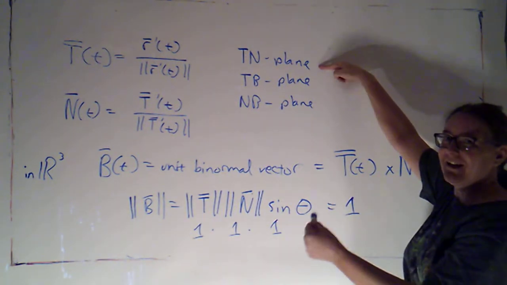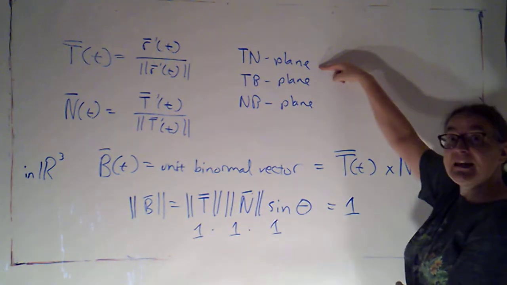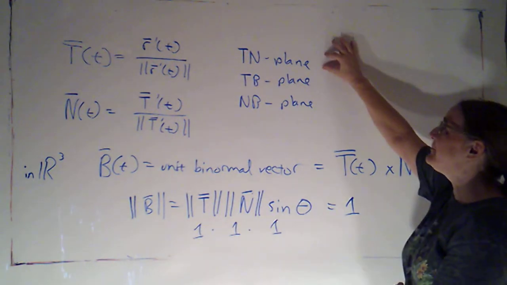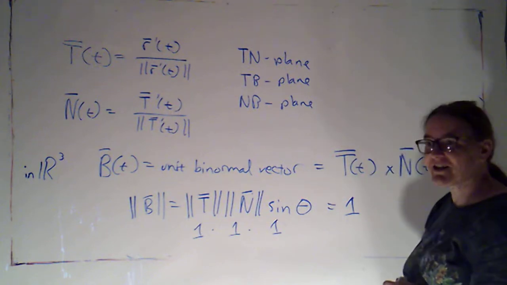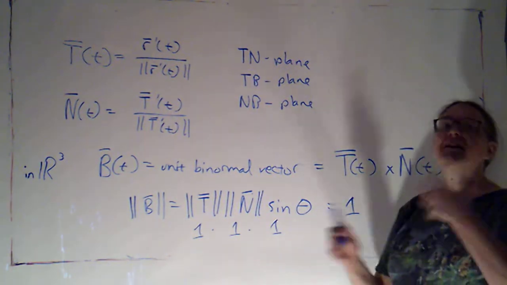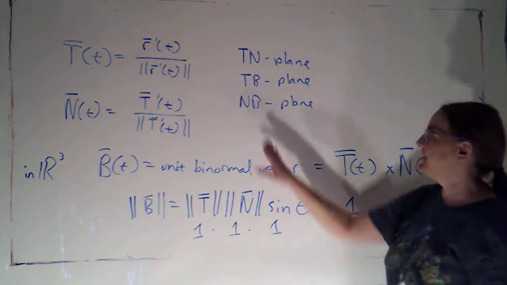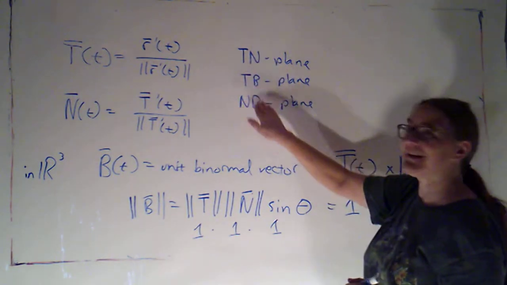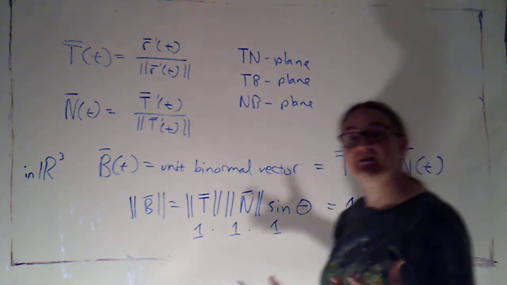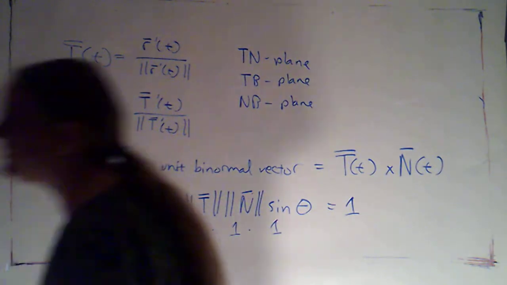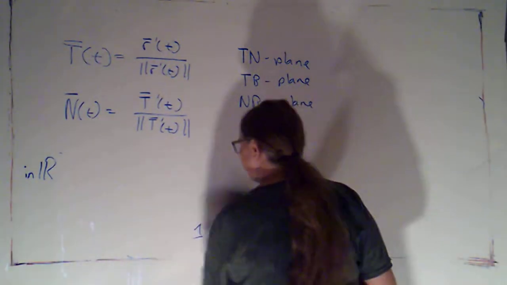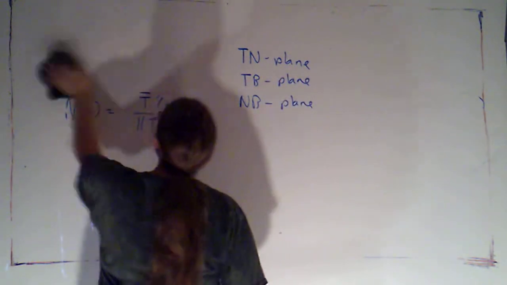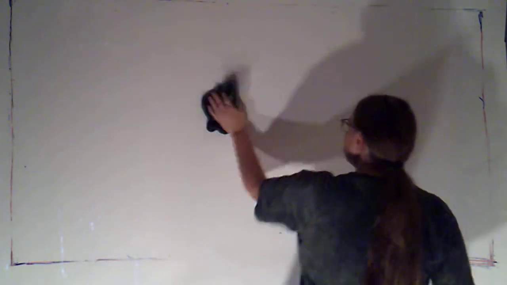so they're parallel to that plane. That would mean a normal vector to the TN plane would be B. Whichever vector doesn't occur in the plane is going to be normal to that plane. The two vectors that do occur in the name of the plane are going to actually lie in that plane, at least when they're drawn with their tails at the point on the curve. So let's just practice one of these.